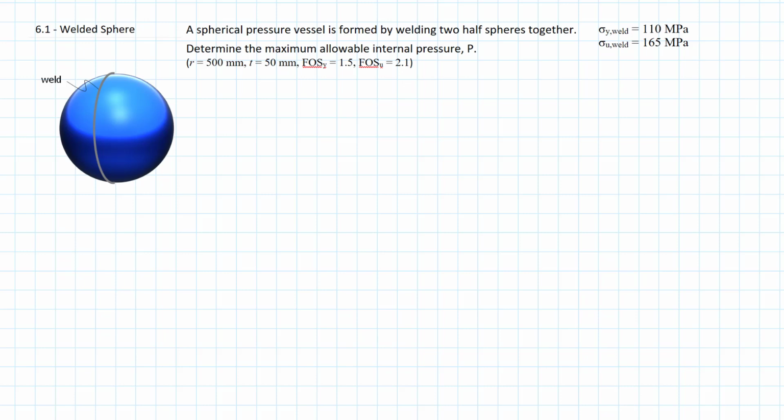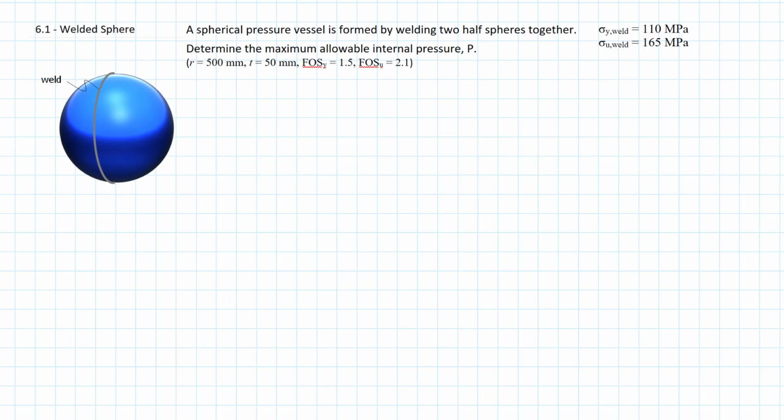And in this example, we're just going to very quickly look at a spherical pressure vessel. We have two hemispheres. They've been welded together with a weld. And what we want to do is to determine the maximum allowable internal pressure in the pressure vessel, P, given the conditions here. So we have a yield stress and ultimate stress. We have factors of safety for both of those, and of course the geometric properties of the pressure vessel. And what we want to do is determine what that P is going to be.